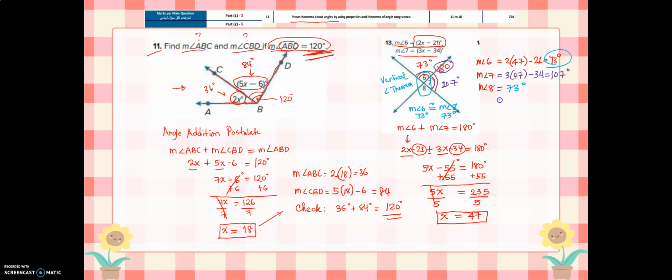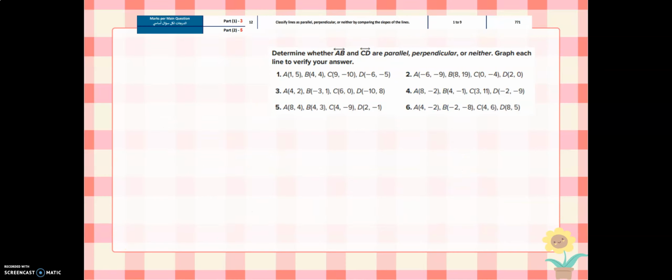So this is by the vertical angle theorem. This is how we look at it. By simply looking at the relationship of the angles, we can find the value of x, then substitute the values and calculate the angle measures. I hope you understand that part. Let me move on to the next example.